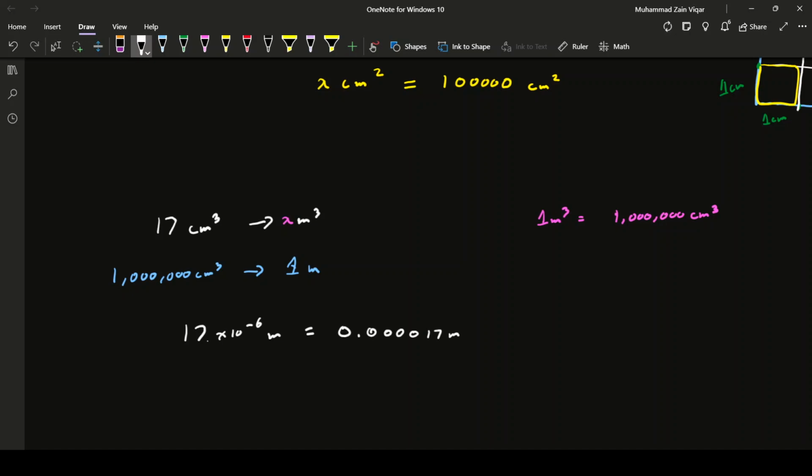Yeah, so this is how I would do the conversion. I hope this was clear to everyone. In case anyone has any questions, feel free to ask them in the comment section.